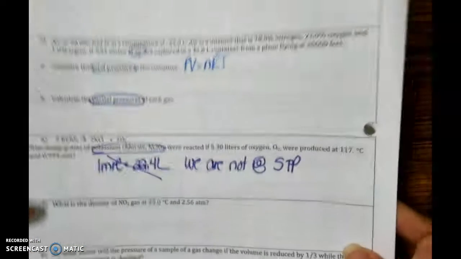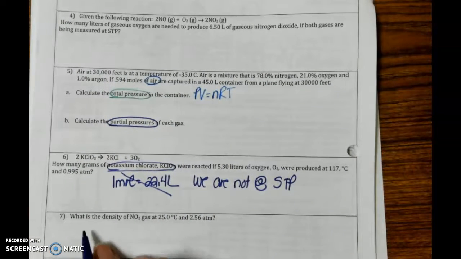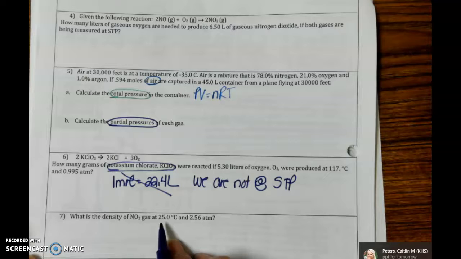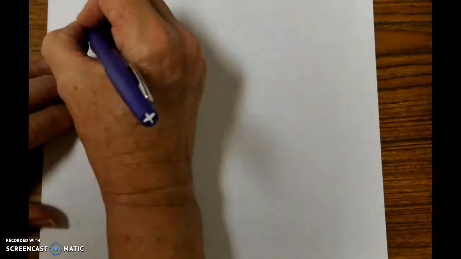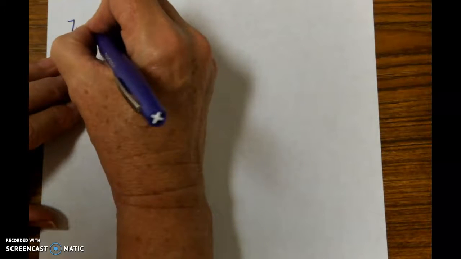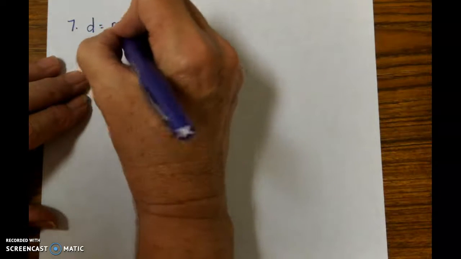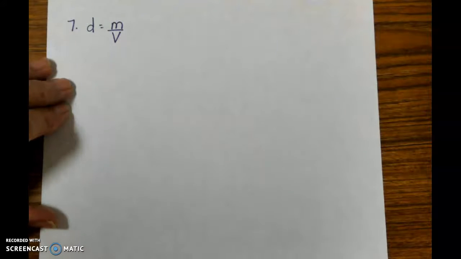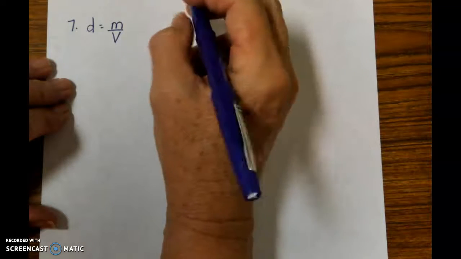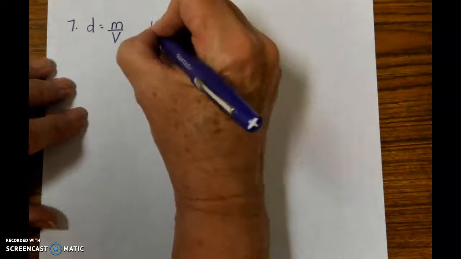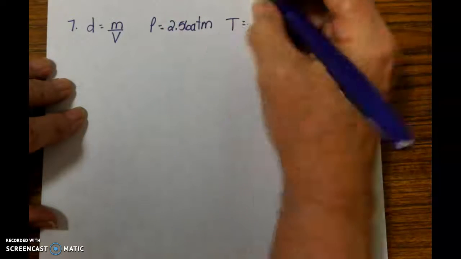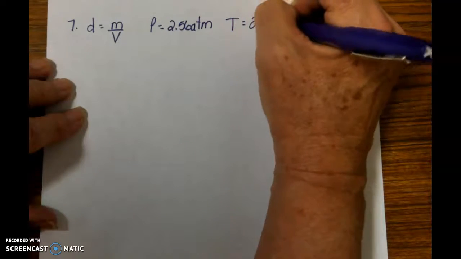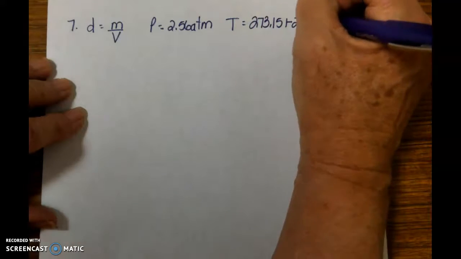All right, the next problem we're going to look at is number 7. What is the density of NO2 at 25 degrees C and 2.56 atmospheres? Okay, now the first thing I want to do for this one is I'm going to write down the equation for density. Density is mass over volume. Now I've got pressure and temperature information. I've got a pressure of 2.56 atmospheres, and I've got a temperature of 273.15 plus 25 degrees C, which is going to be 298.15 K.